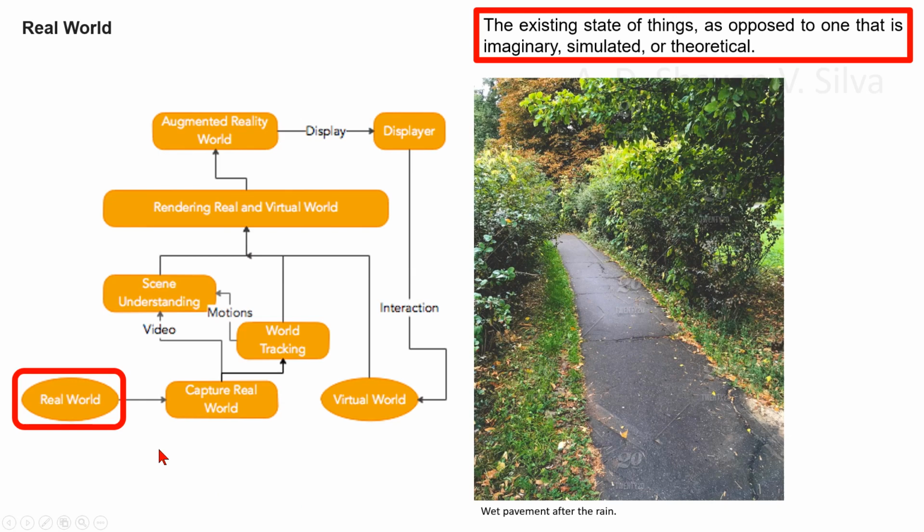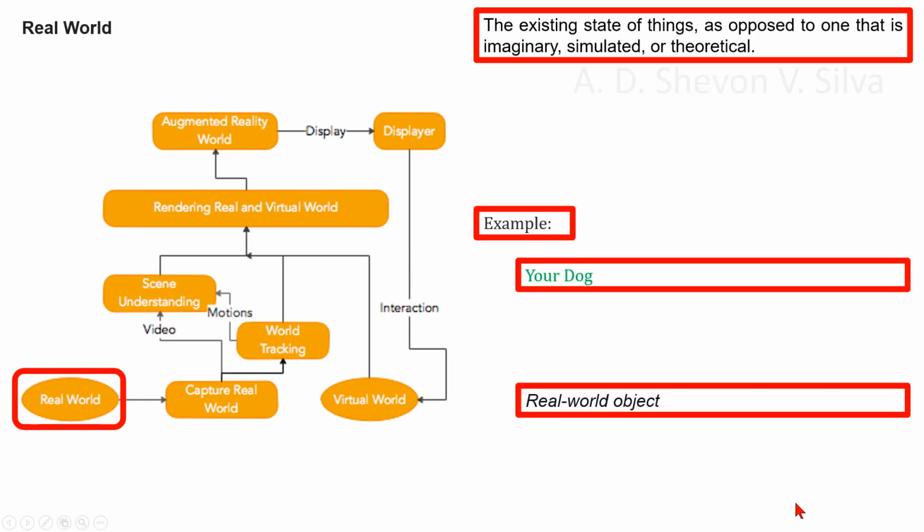Now we are focusing on real world, the existing state of things as opposed to one that is imaginary, simulated, or theoretical. Here you can see a wet pavement after the rain. As an example, we can consider this real world object, your dog.